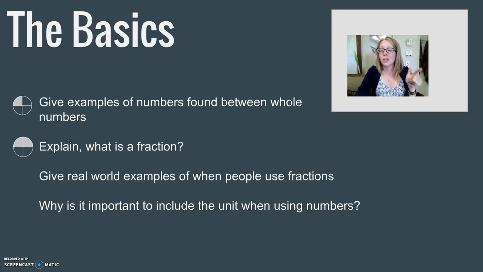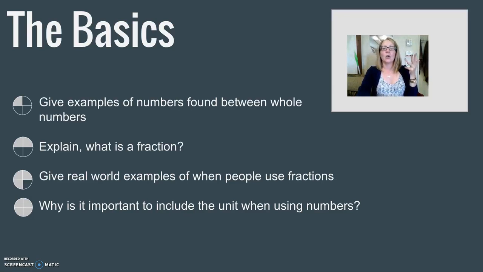You have to be able to explain what a fraction is. Can you do it in your own words? What is a fraction? Think about it. How would you explain that to maybe a 3rd grader in the hallway, or if you have a younger sibling? Can you give real-world examples of when people use fractions? I gave you some examples. Maybe you can think of some other examples.